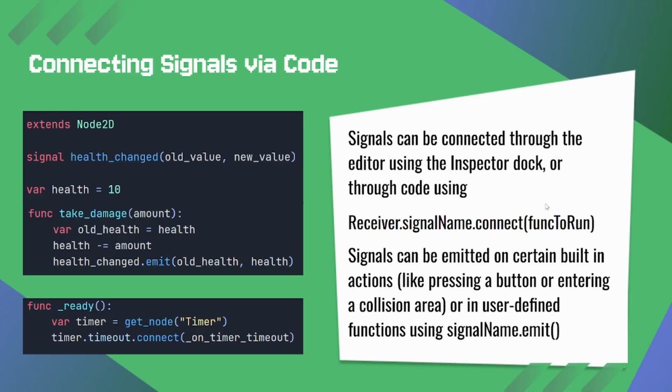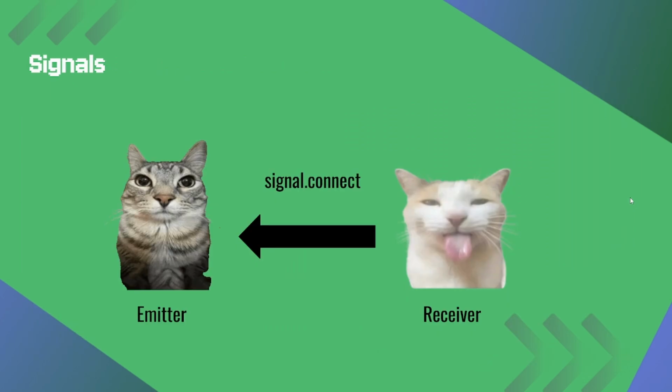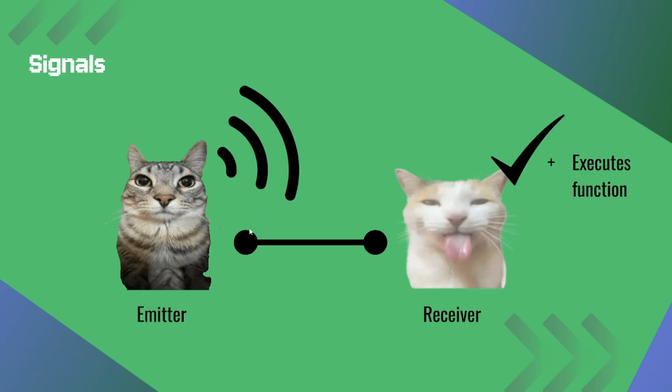Signals can be emitted on certain built-in actions, like we said. You could check the documentation for the names of those, or you can make your own. And to emit user-made signals, you would use the name of the signal dot emit, and then user-made signals can have parameters as well. So now that our signal is connected, the receiver is actually listening for that emission now. So now when the signal is emitted, since they're connected, the receiver will actually hear it and it'll execute the given function.